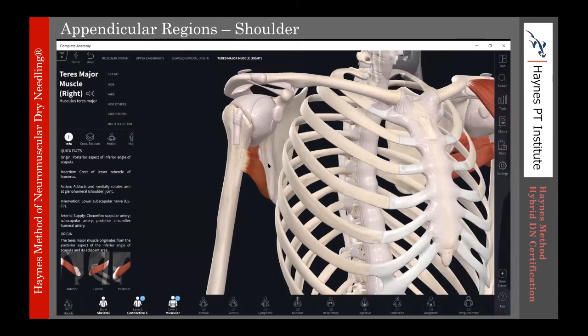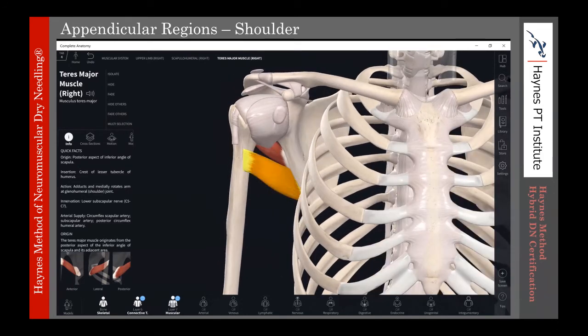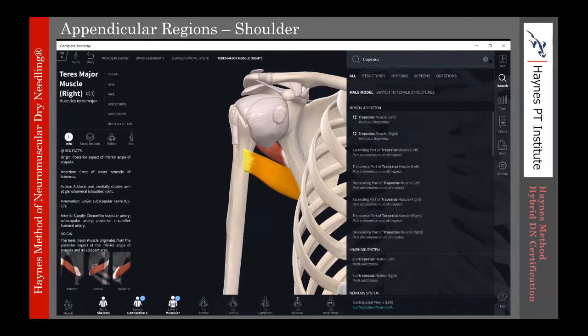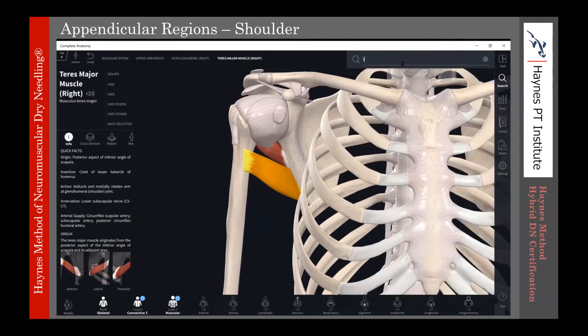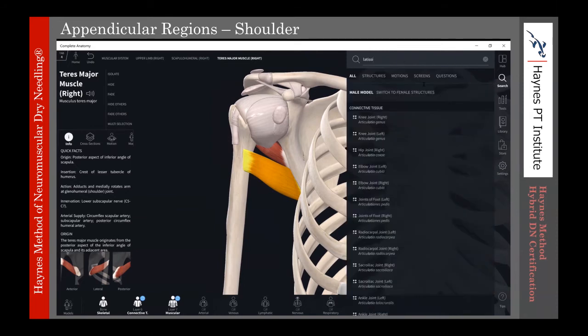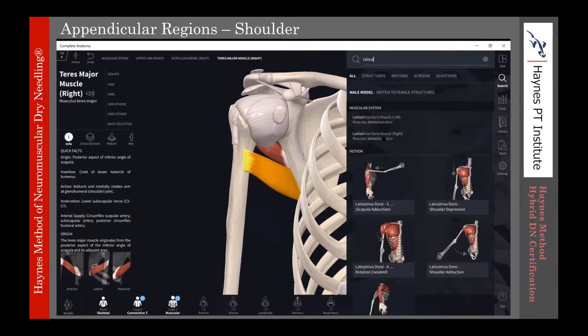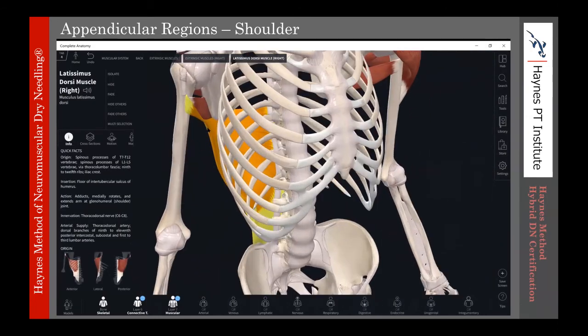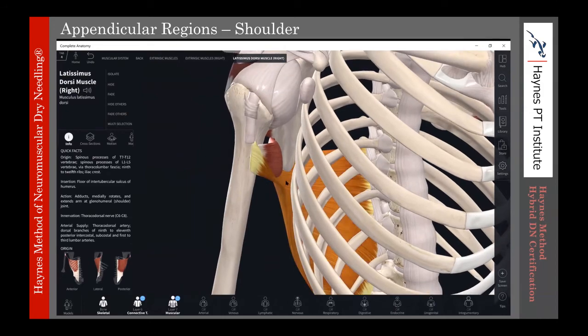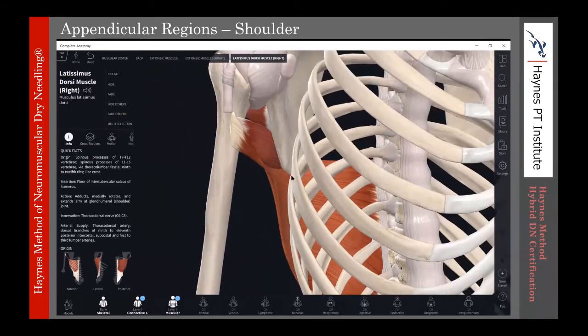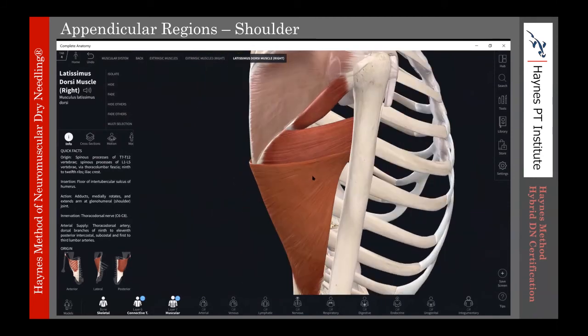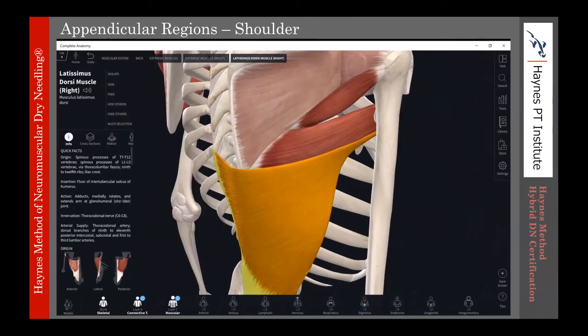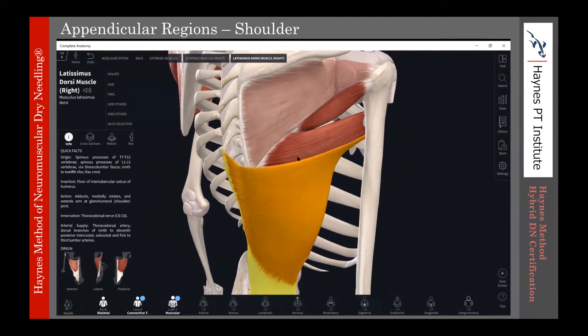If we remember, latissimus is also very close. So let me pull latissimus back up just for your orientation. Latissimus dorsi, right. So we see the latissimus coming over, and it shares a very similar insertion as does teres major. Its action is adducts, medially rotates, and extends the arm at the glenohumeral joint. And that is our three-dimensional anatomy of the shoulder.